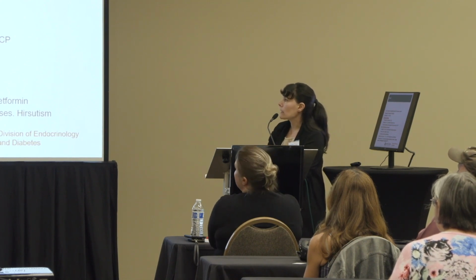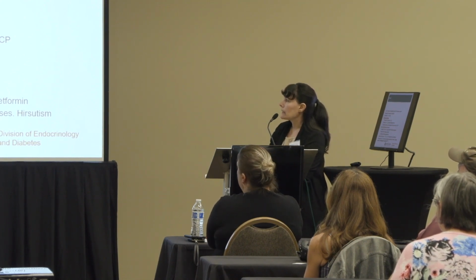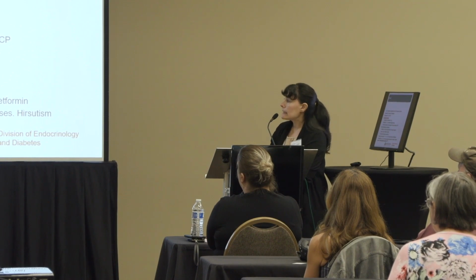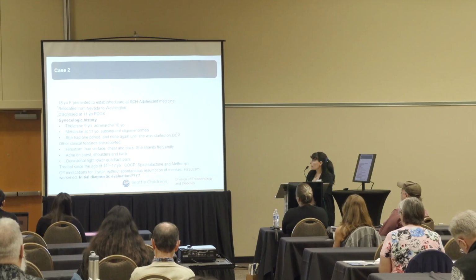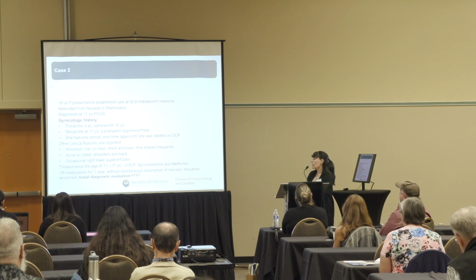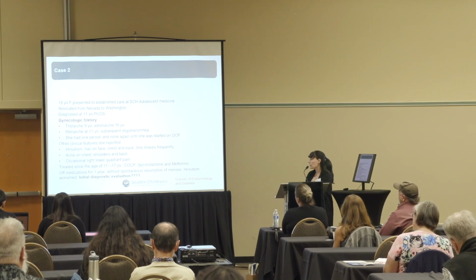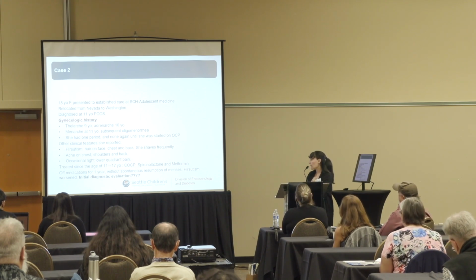And she had subsequent oligomenorrhea. She had one period and then none again, and she was started on oral contraceptive pills. She recalls having hirsutism with hair on face, chest, and back, and she shaves frequently. She has acne on chest, shoulder, and back, so quite severe, and occasional right lower quadrant pain. She was treated from the age of 11 to 17 with combined oral contraceptive pills, spironolactone, or metformin.